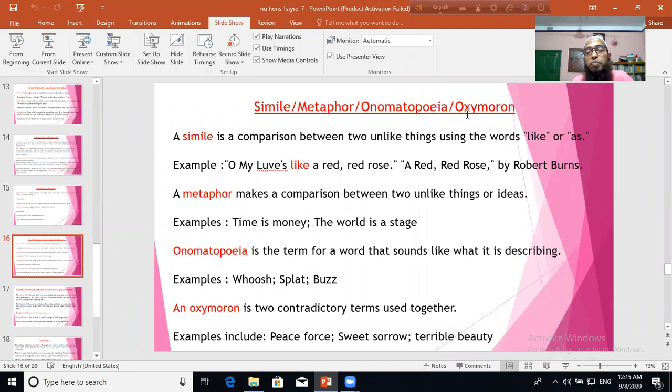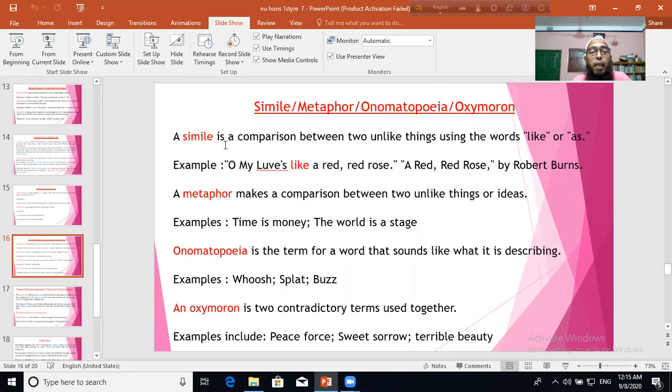Simile, metaphor, onomatopoeia, oxymoron, these are the other literary terms. As I told you, there are so many. It's not possible to show you all the literary terms or figures of speech in this lecture. So you have to read some books. I'll suggest some at the end of the class. I'm giving you some ideas, I mean, some important literary terms here.